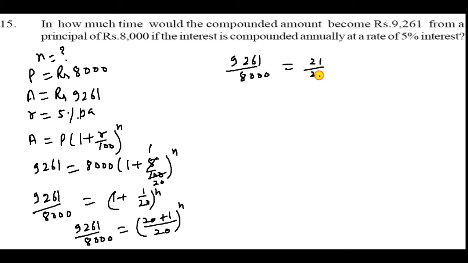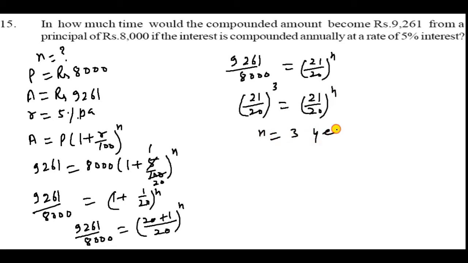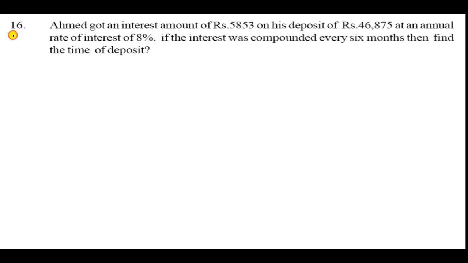So as you have to see here, 9,261 upon 8,000 will be equal to (21 upon 20) whole power N. As you know, it is 21 upon 20 and whole power is, I think, 3. So here is 21 upon 20 whole power N. Now all the bases are the same, so N will be equal to 3 years. So that will be your answer.